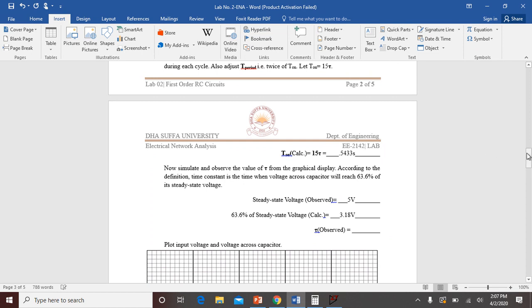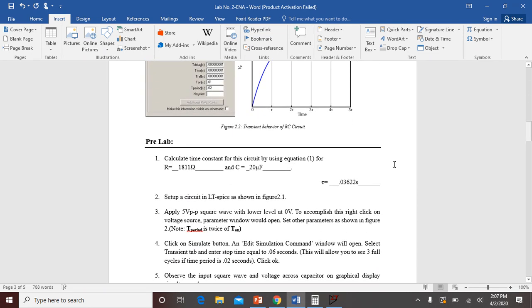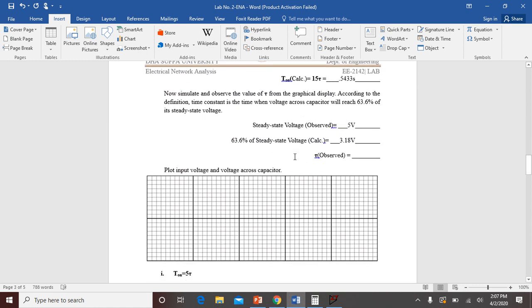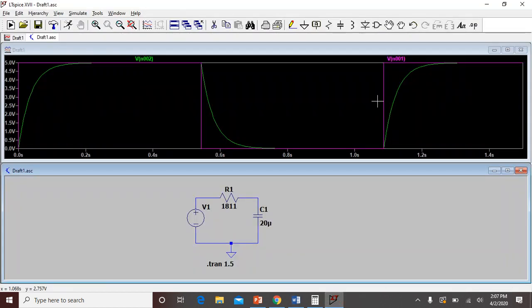Since this was calculated, now we are going to observe that at 63.636%, what is the tau? By looking into this graph, we have to observe when the voltage will be 63.6% of 5 volts, which is 3.18. We have to observe when the voltage is 3.18. What is the value of the x-axis, that is time, at voltage 3.18?